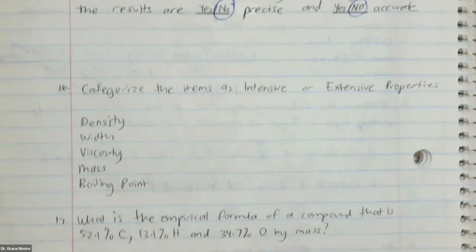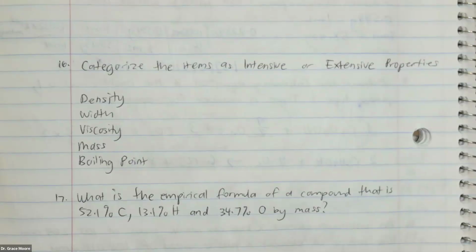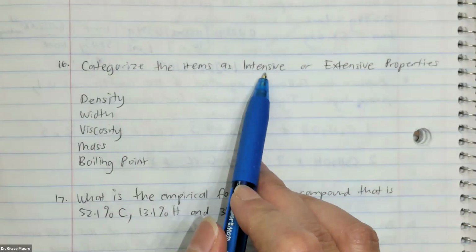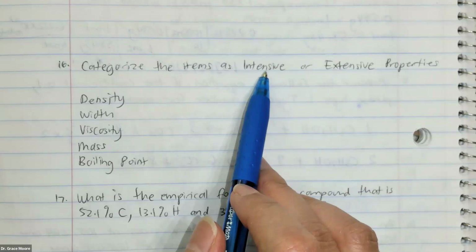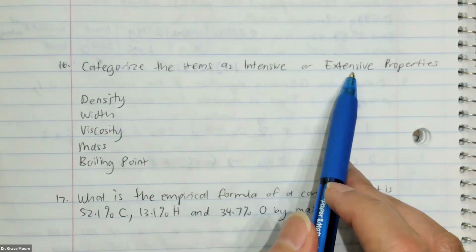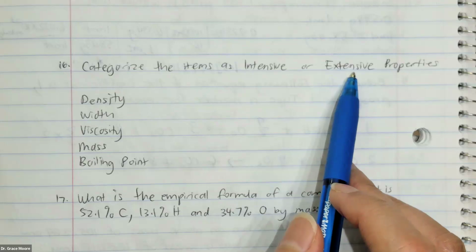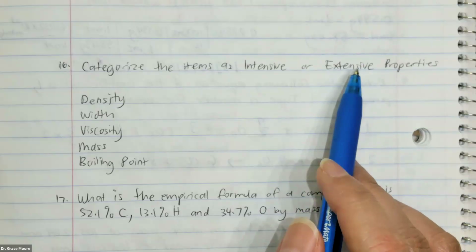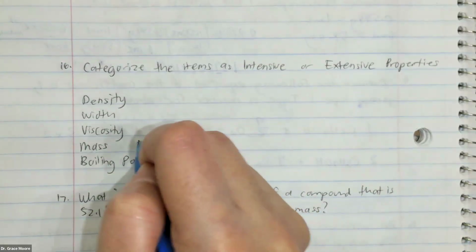Okay, intensive versus extensive property. Intensive property is where the amount of stuff you have doesn't change the property. Extensive is where the more you have, it varies with the amount. So the more water you have, the heavier the mass will be. Correct? So that would be extensive. So in this case, mass is extensive.